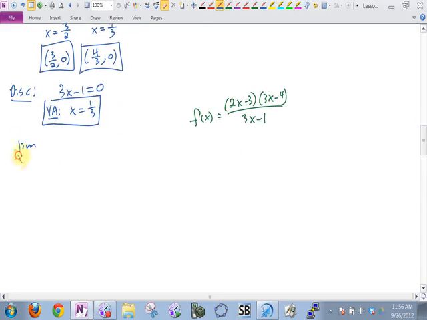So what is the limit as x approaches 1/3 from the left of this function? Well, let's think about it. A number slightly smaller than 1/3. You're going to get what type of number for this factor? This will be negative. How about 3x minus 4? Also going to be negative. But what's 3x minus 1 going to be? Also negative.